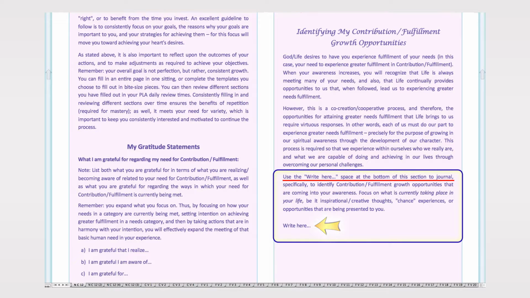Use the Right Here space at the bottom of this section to journal, specifically to identify, in this case, your contribution fulfillment growth opportunities that are coming into your awareness. Focus on what is currently taking place in your life, be it inspirational creative thoughts, chance experiences, or opportunities that are being presented to you. You then write these out in this Right Here space.